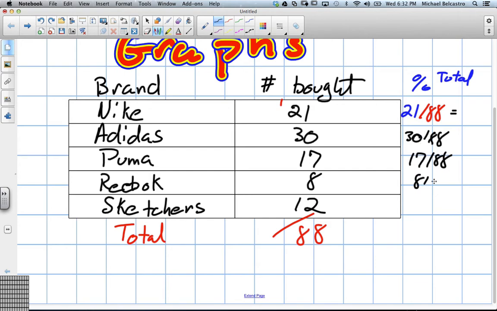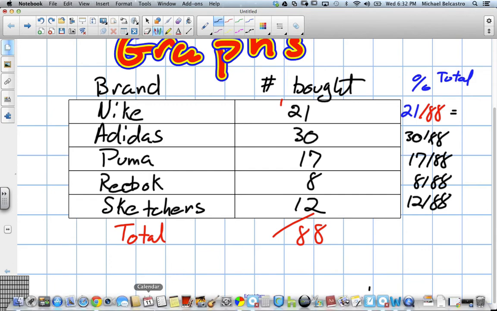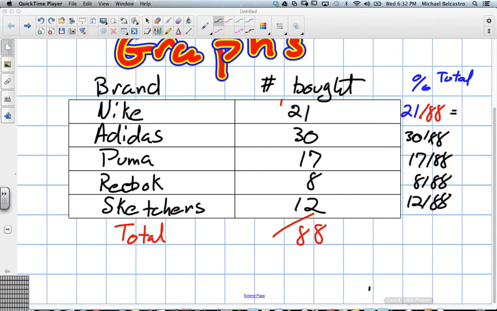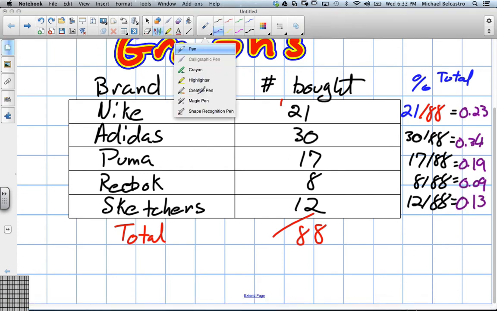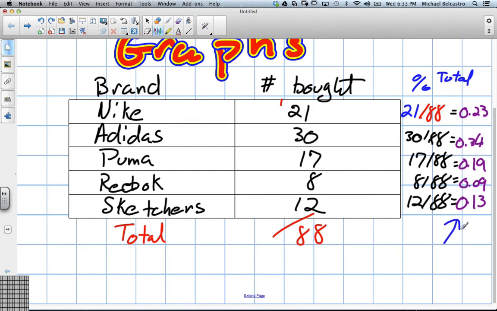8 out of 88. 12 out of 88. We quickly divided everything, and these are the decimals we got. In order to turn them into a percentage, we actually have to multiply them by 100.